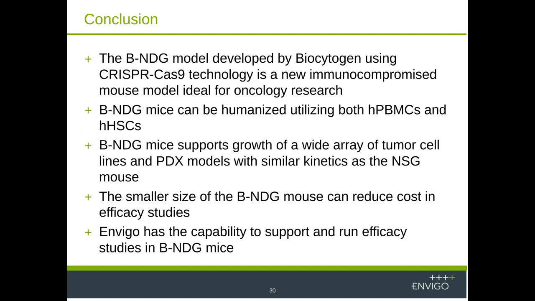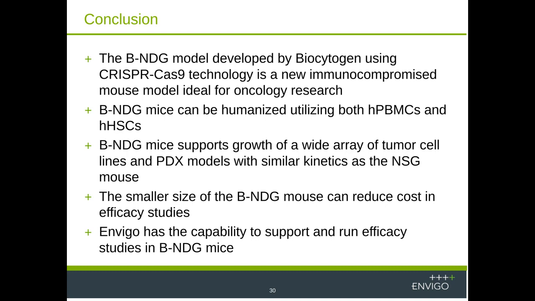I've further shown that the B-NDG model can be humanized utilizing both PBMCs as well as HSCs, and that these mice can support the growth of a wide array of tumor cell lines as well as PDX models, and that for the models that we looked at, they do so with very similar kinetics to that of the NSG mouse.